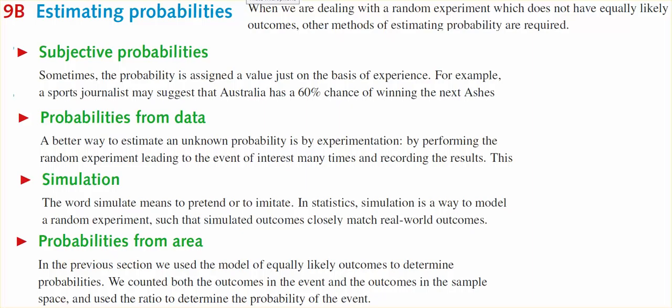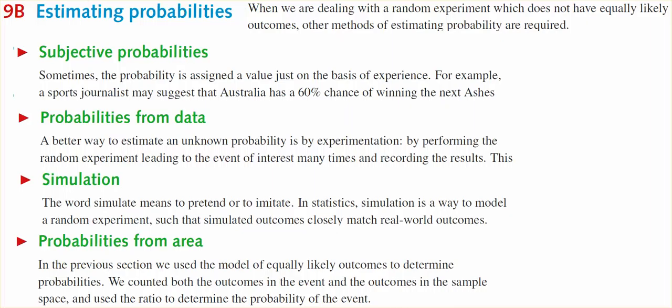This is concerning Year 11 Methods 9b, Estimating Probabilities. Sometimes when we're dealing with a random experiment which does not have equally likely outcomes, other methods of estimating probability are required. One example could be, what's the probability that when you drop a drawing pin it lands pin side up or pin side down? We actually don't have any knowledge of what that probability would be.